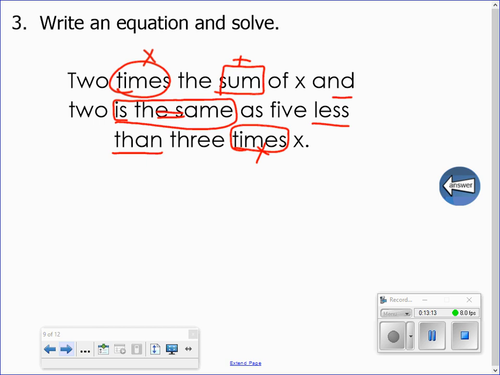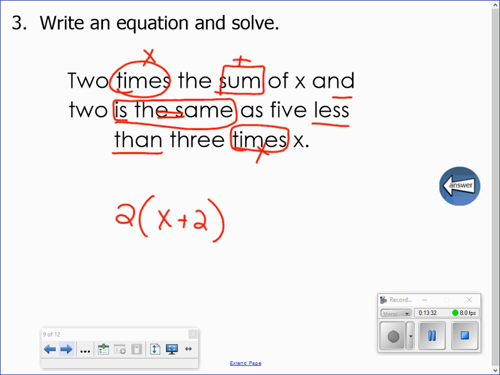So in our equation here, we have 2 times the sum. So it's saying we're taking the sum and we're going to multiply by 2. Well, the sum of what? The sum of x and 2. So we're going to take the sum of x and 2 and we're going to multiply it by 2.